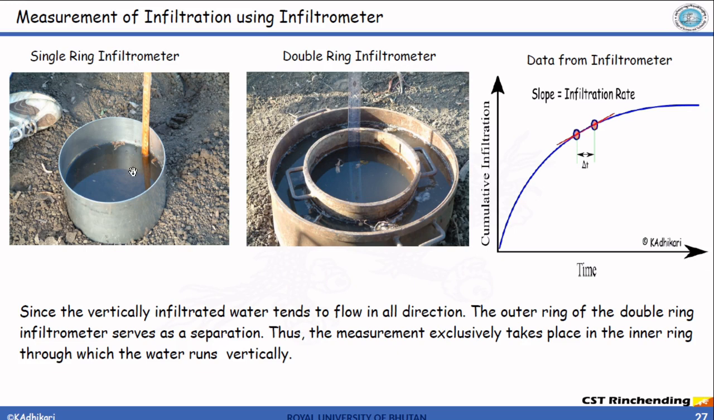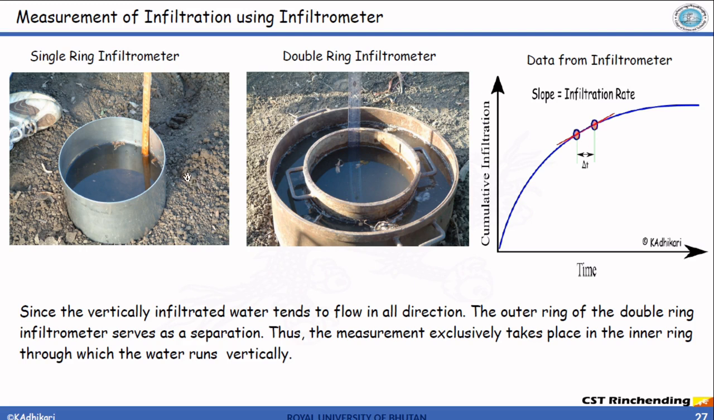Single ring infiltrometer or simple infiltrometer consists of a tubular cylinder with 30 centimeter diameter and 60 centimeter long, open at both the ends. The cylinder is driven into the ground to a depth of 50 centimeter. Water is poured into the top cavity to a depth of 5 centimeter. Volume infiltrated is recorded with respect to time. More water is added as water infiltrates.